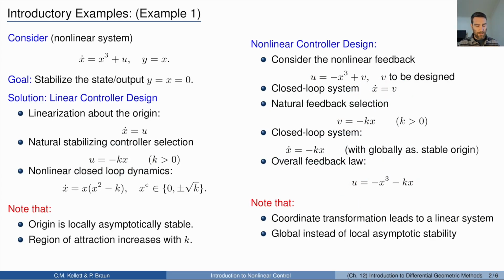How did we achieve that? Well, we used a coordinate transformation of the input, which then led to a linear system. And for that linear system, it is straightforward for us to design a stabilizing controller, which then also allowed us to analyze the stability properties of the now linear system. And we could achieve, in this case, global properties instead of local properties.